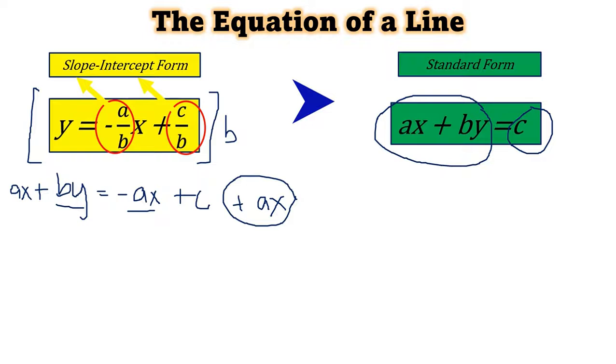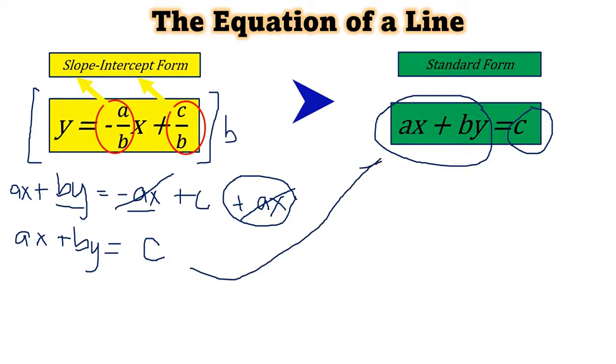And so we have ax plus by on the left side of the equation, while on the right side, since negative ax plus ax is 0, what remains on the right side is c. And there you have it. We now have the standard form of a linear equation.